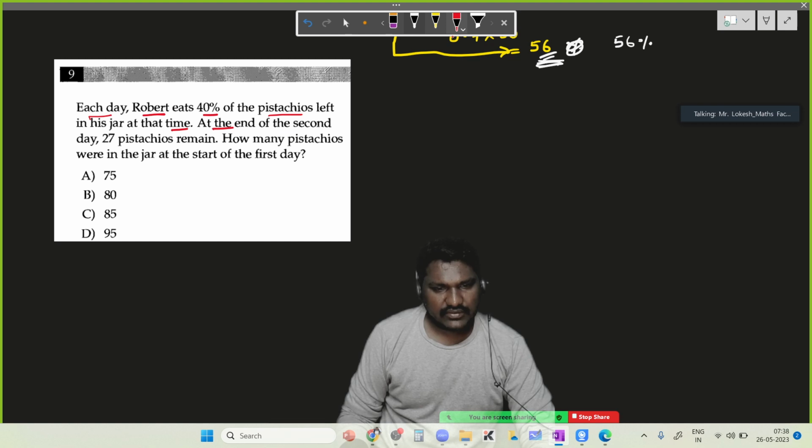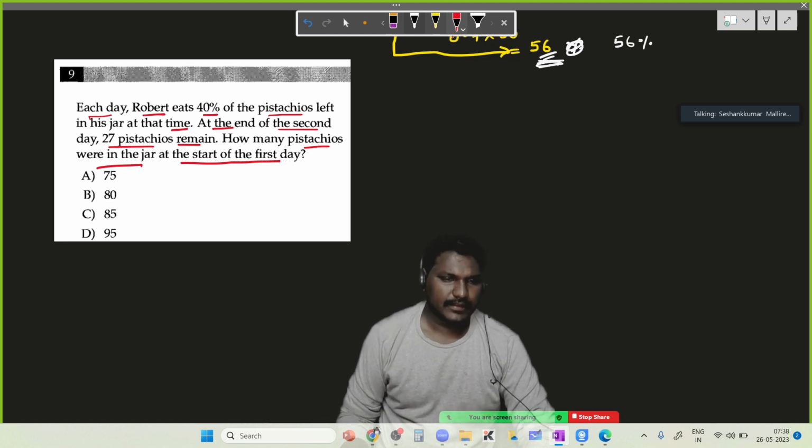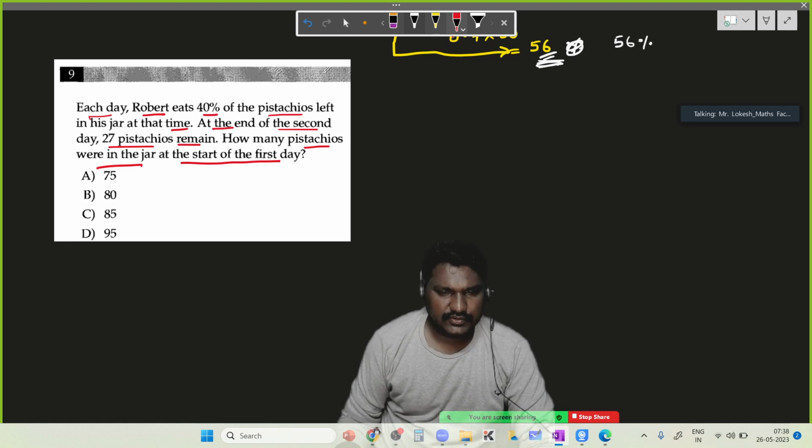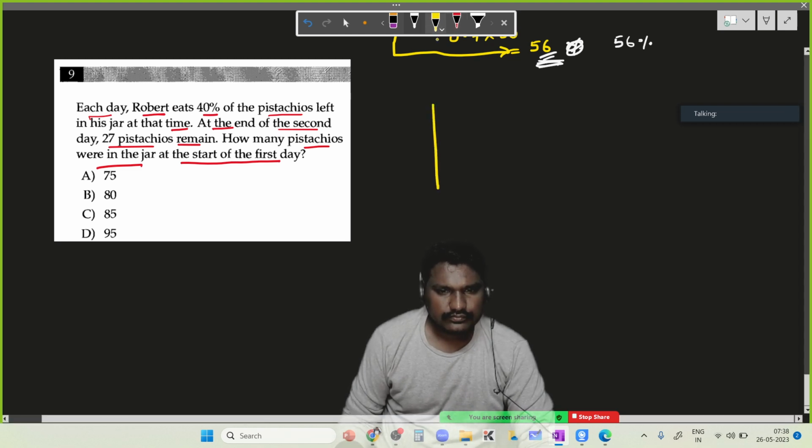At the end of the second day, 27 pistachios remain. How many pistachios were in the jar at the start of the first day? It's a pretty simple question. Let me explain to you.